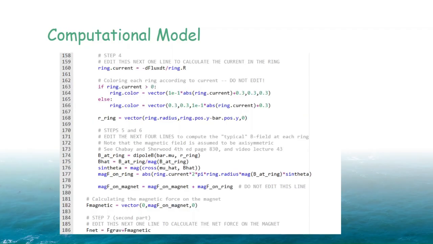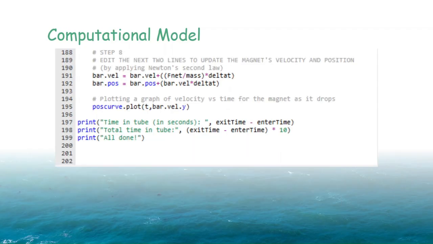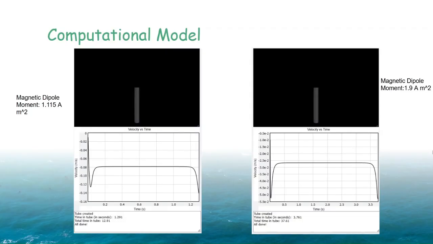So in step 4, we calculate the current induced by each ring from the falling magnet, and then for steps 5 and 6, we calculate the force exerted on each ring that carries a current, and then Newton's third law is applied to calculate the force exerted on the falling magnet by the tube. And then for step 7, it establishes an expression for the net force, so it's just the magnetic force plus the force of gravity. In step 8, we use Newton's second law to update position and velocity in the code to produce a graph. So these were the computational models from the 2 magnetic dipole moments.